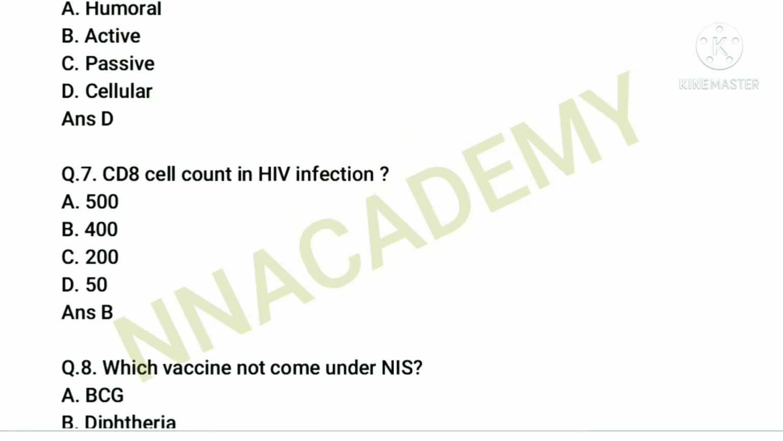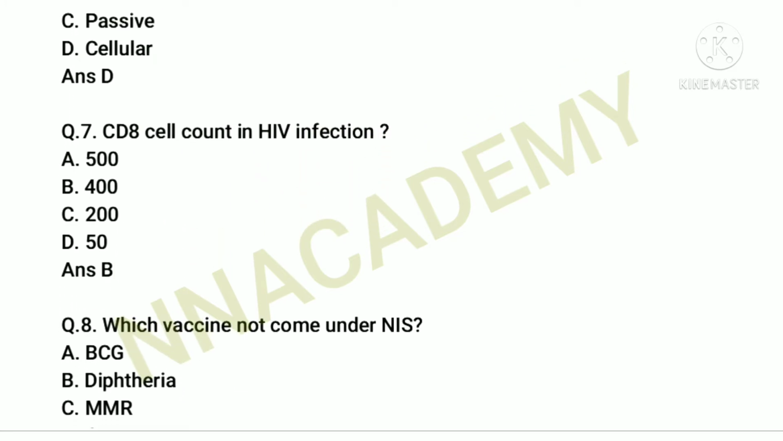And the next question is, CD8 cell count in HIV infection is, option A 500, option B 400, option C 200, and option D 50. So here the right answer is 400. CD8 cell count in the HIV infection patient is 400, whereas coming to CD4 cells it will be 200. Mostly the students will be confused in this question, CD8 and CD4. CD8 cells are 400 and CD4 cells are 200. Then only it is a very confirmatory diagnosis for confirming the patient with AIDS.